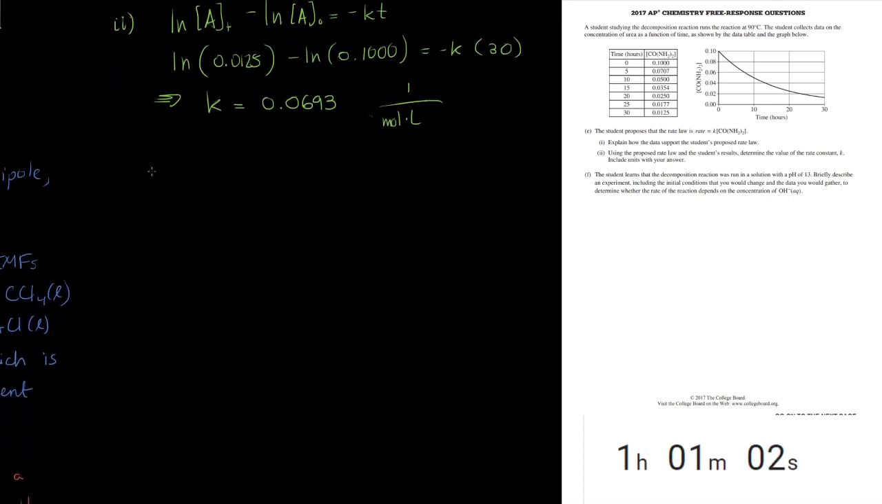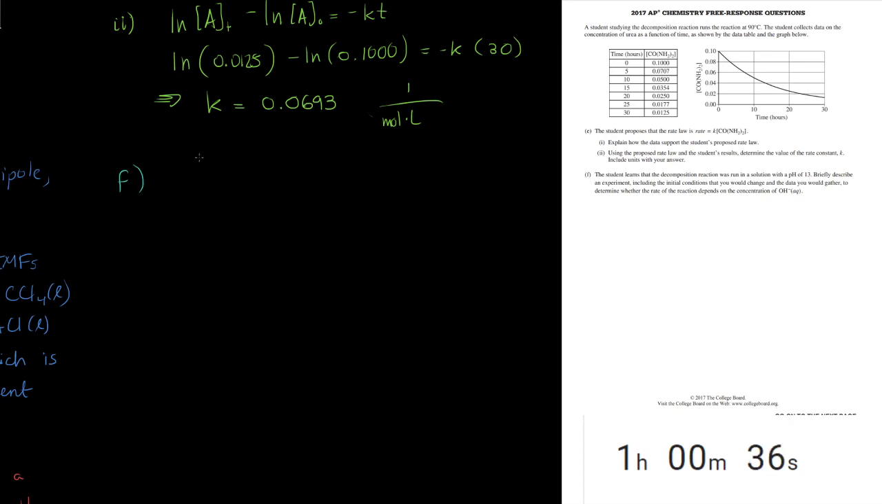Switch colors. Everyone loves switching colors. This is part F, last part. And just 1 minute to do it. The student learns the decomposition reaction was run in a solution of pH 13. Briefly describe an experiment, including the initial conditions you would change and the data you would gather, to determine whether the rate of the reaction depends on the concentration of OH-. Cool. This might take a bit longer than a minute, but we're fine.